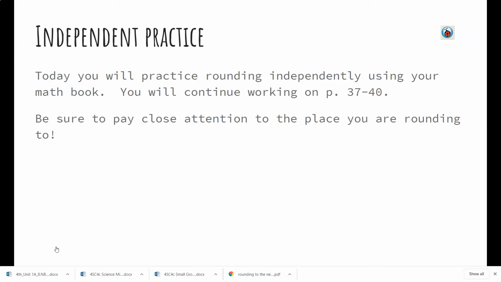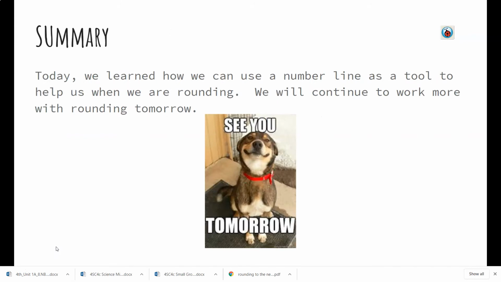Think about how we used the number line today to help us with rounding, and you can draw number lines too to help you. So we started using number lines as a tool to help us round. We'll continue to work more with rounding tomorrow. Please be sure to pay attention to the place it's asking you to round to, okay? So 10, 100, 1,000, could be even 10,000 or 100,000, and we'll model that tomorrow.